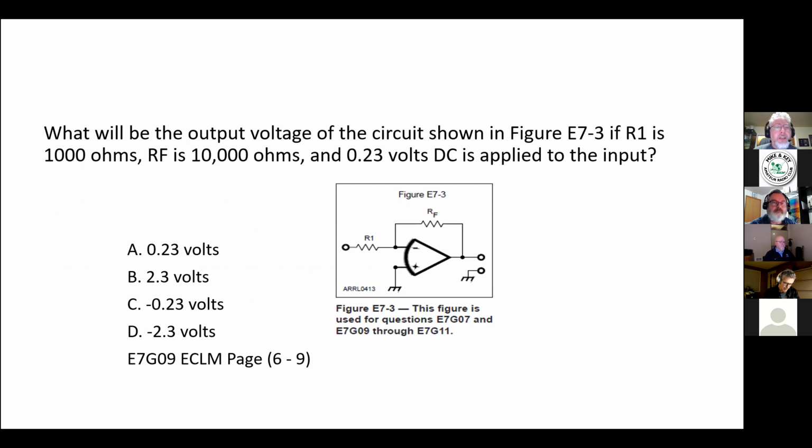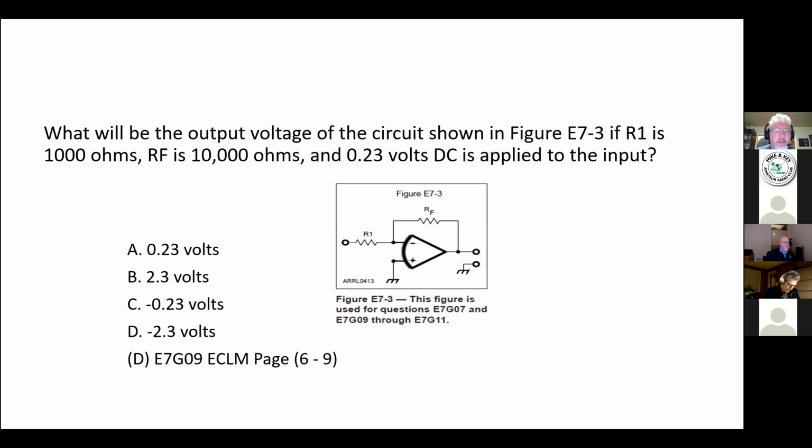What will be the output voltage of the circuit shown in figure E7-3 if R1 is 1000 ohms, RF is 10,000 ohms, and 0.23 volts DC is applied to the input? A, 0.23 volts, B, 2.3 volts, C, negative 0.23 volts, or D, negative 2.3 volts? Delta is correct, negative 2.3 volts.